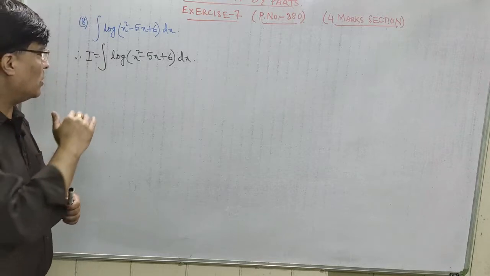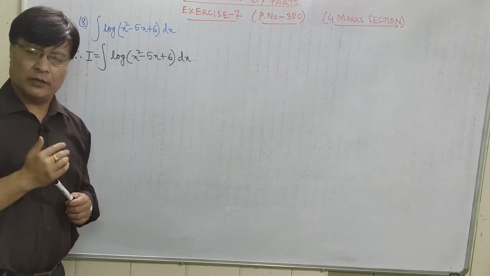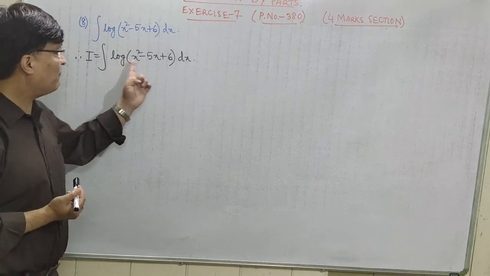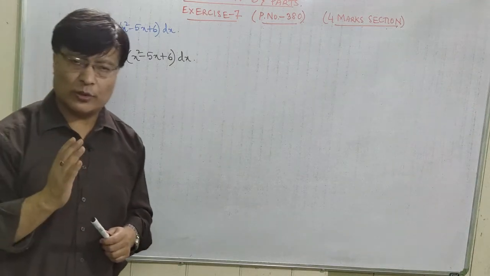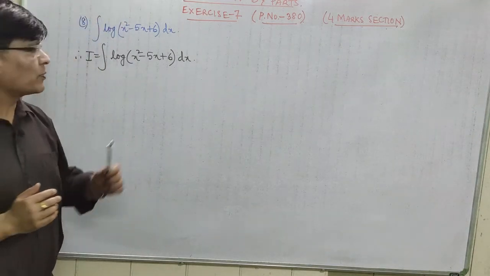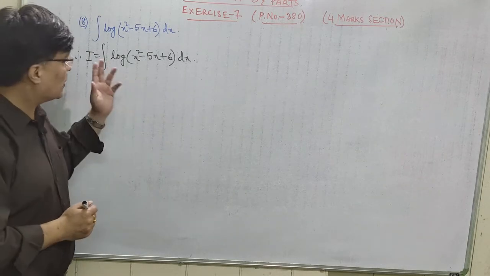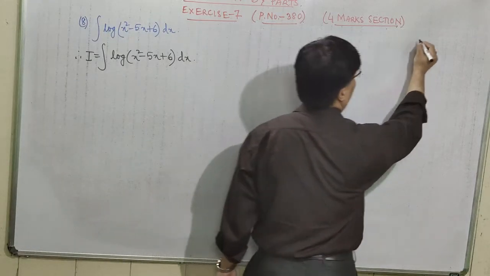So this is also, there is only one function, that is, it is in the log x form. Here also you have to use integration by parts. Before that, you can factorize the expression, that is x square minus 5x plus 6. You know that this is a quadratic expression. We can factorize it by middle term breaking, isn't it? So let us factorize it. x square minus 5x plus 6, okay?